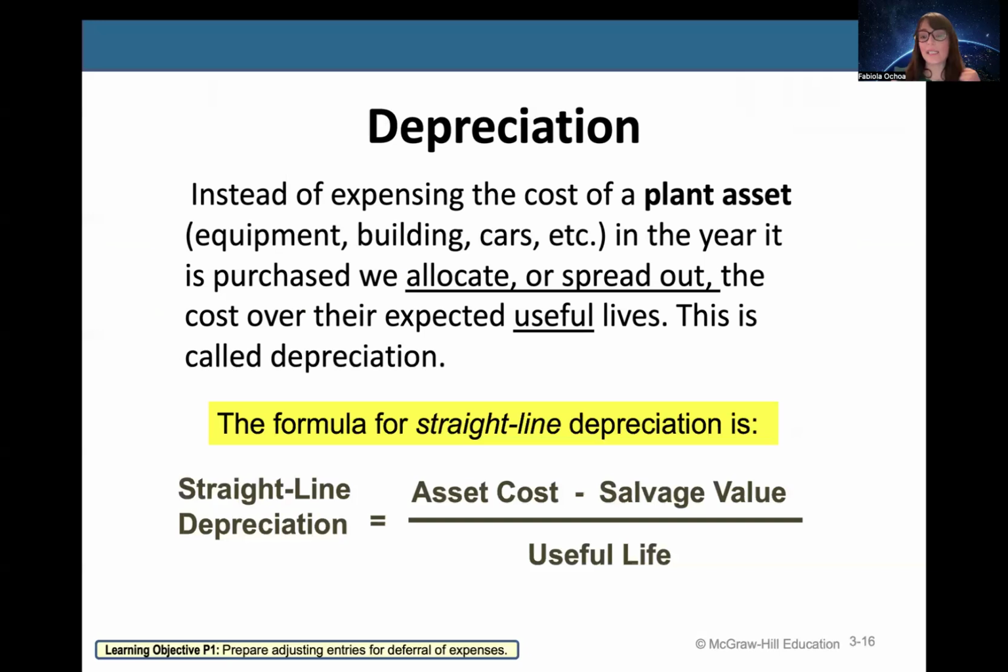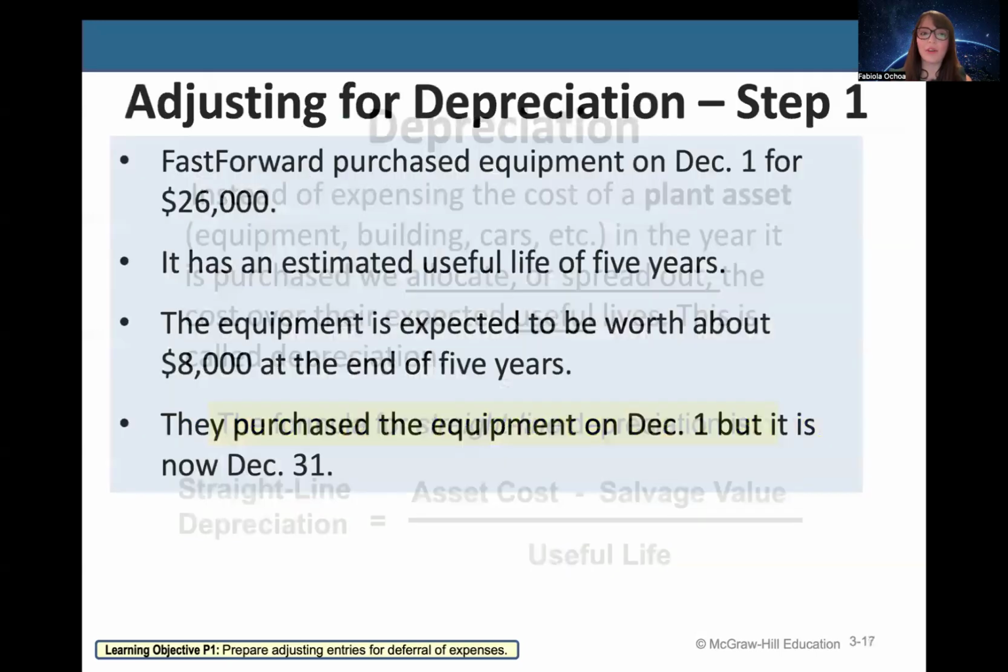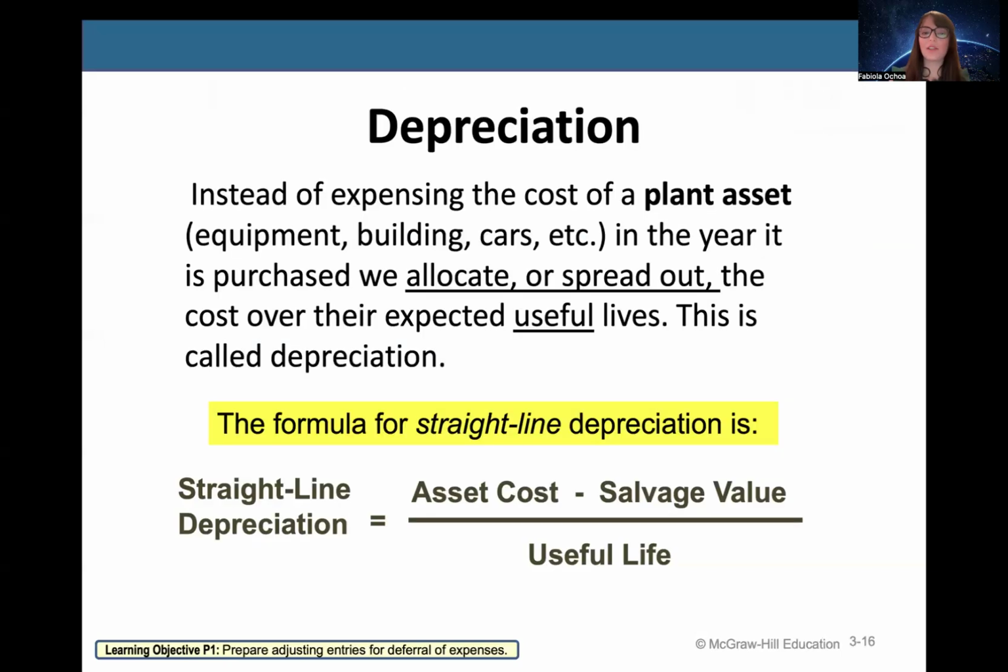This is asset cost minus salvage value divided by the useful life. Now, don't worry. If these words sound a little scary, we will go over them. So, the asset cost is the cost that you purchased the item for. In our example, you purchased the car for $100,000. That would be your asset cost.